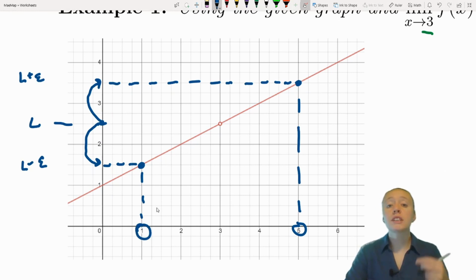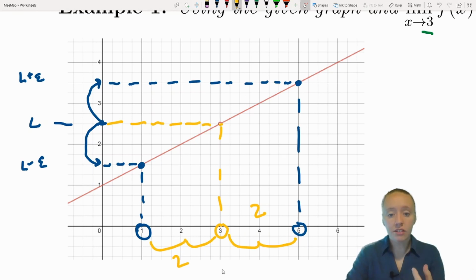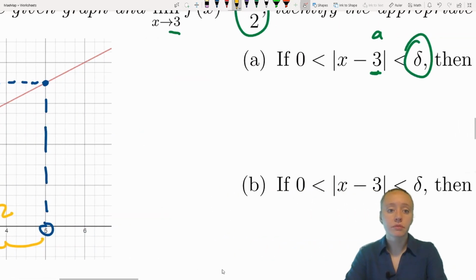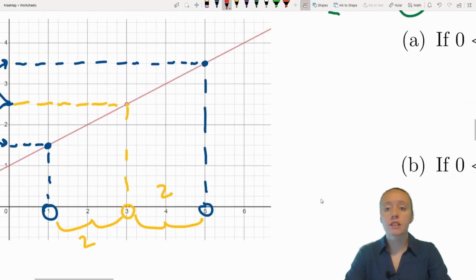But remember, what was x approaching? X was approaching 3. So if x was approaching 3, what's that delta value? What's that change? I have 2 when I'm doing my L plus epsilon, and I have a change of 2 when I'm doing L minus epsilon. So that delta value is 2. So hopefully this is making a little bit more sense. Let's do one more example with this linear function.